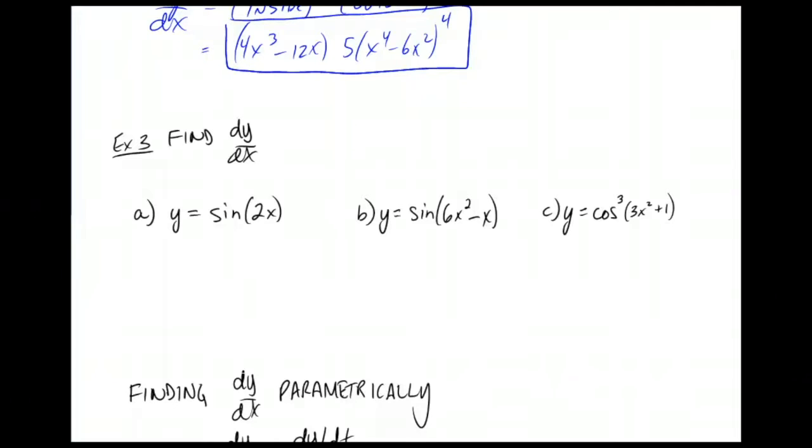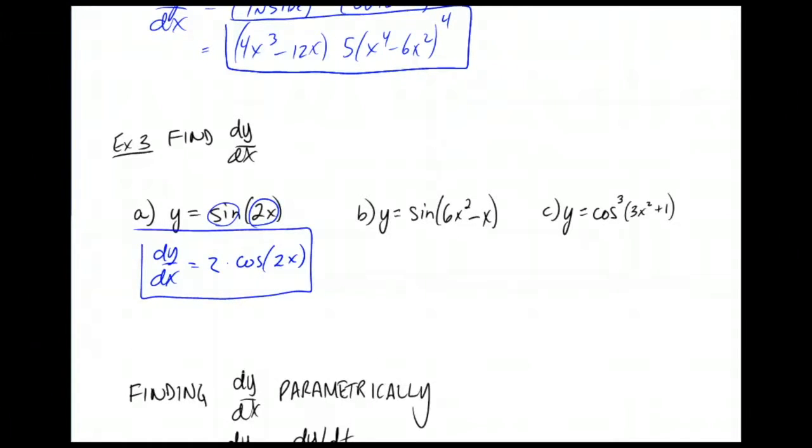Part A, we'll use the inside-outside method. dy/dx equals the derivative of the inside, 2, times the derivative of the outside function. Now the outside function is the sine function, the derivative of sine is cosine, and we leave the inside unchanged. So the derivative is just 2 cosine 2x. Now you go ahead and try example B. Pause the video and press play again when you're ready to see the solution.